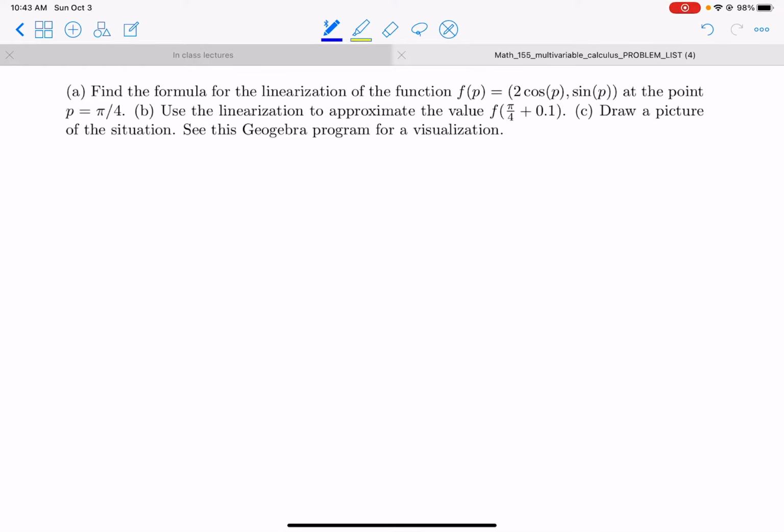Okay, hi everyone. Part A. Find the formula for the linearization of the function f of p equals 2 cos p, sine p at the point p equals pi over 4.